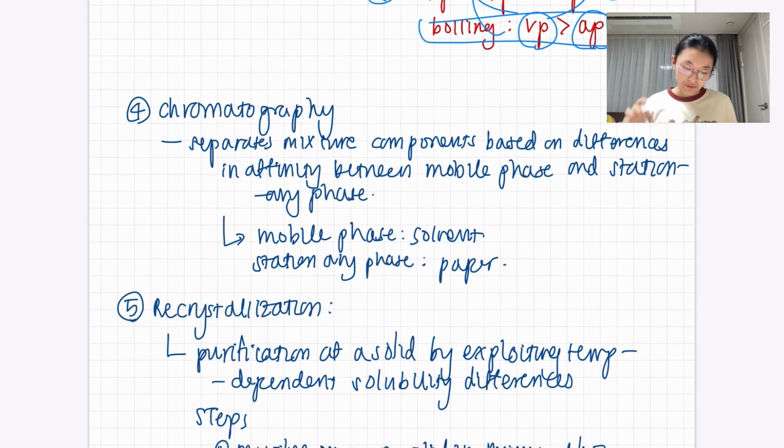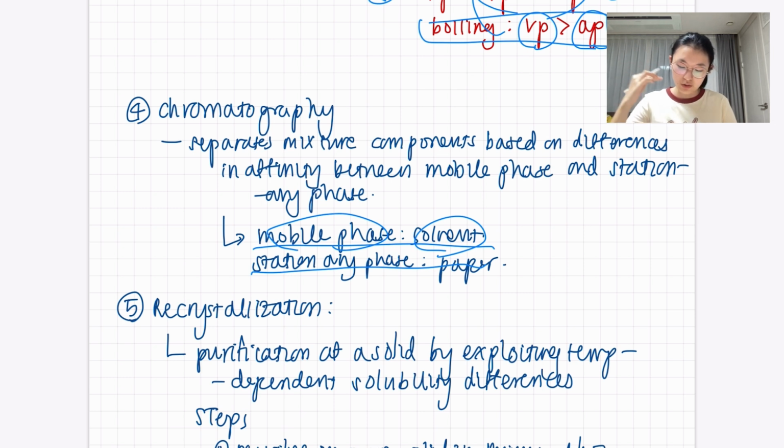Now let's look at chromatography. Chromatography is essentially separating mixture components based on differences in affinity between the mobile phase and the stationary phase. The mobile phase would always be the solvent, and the stationary phase would be the paper. Any mixtures or dyes usually used in chromatography, if they have greater affinity to the mobile phase, which is the solvent, are going to move up the chromatography paper. If they have greater affinity to the stationary phase, which is the paper, it generally means that they have less solubility in the solvent, so they'll move less.